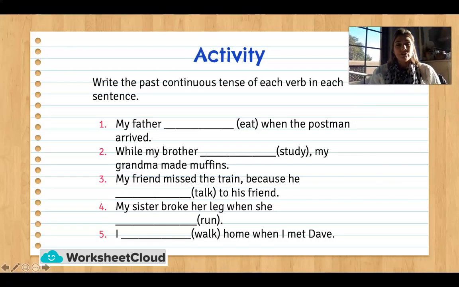Right, then we move on to our activity. So remember, we've done the affirmative, which is the positive. I was watching TV. Then we did the interrogative, asking a question. Were you watching TV last night? And then the negative, I was not watching TV last night. So I want you to pause the video at this stage. Don't forget, what is the rule? The verb to be, was or were in the past tense, must have ing with it. So you can't say my father eating when the postman arrived. You've got to use was or were. Off you go.